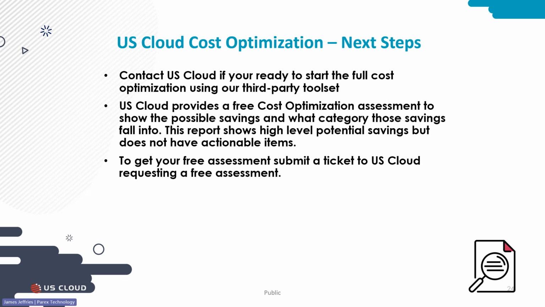Okay, next steps for cost optimization. If you want help from US Cloud, we have 2 options. We have a free cost assessment using the VBox tool. It gives recommendations from a high level, but it doesn't give specific actionable recommendations. An example is it might say you could save 60 grand a year by changing your app service plans. It won't tell you which app service plans to change and what tier to change them to.